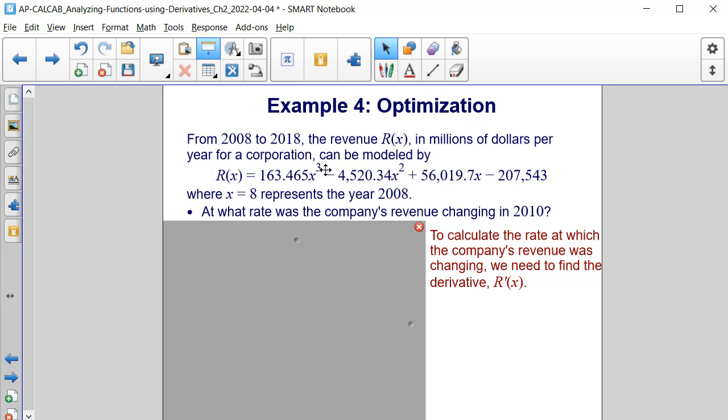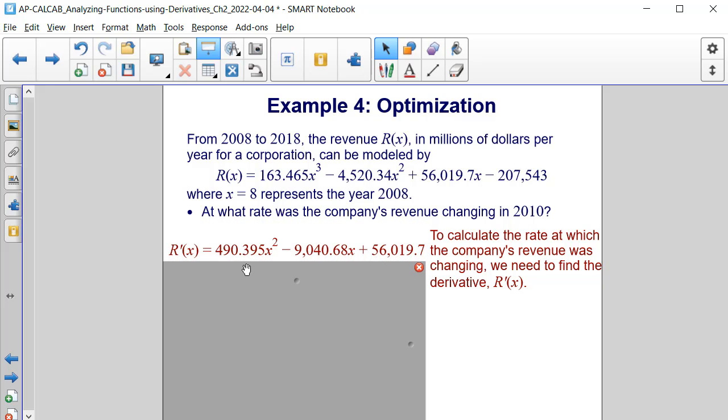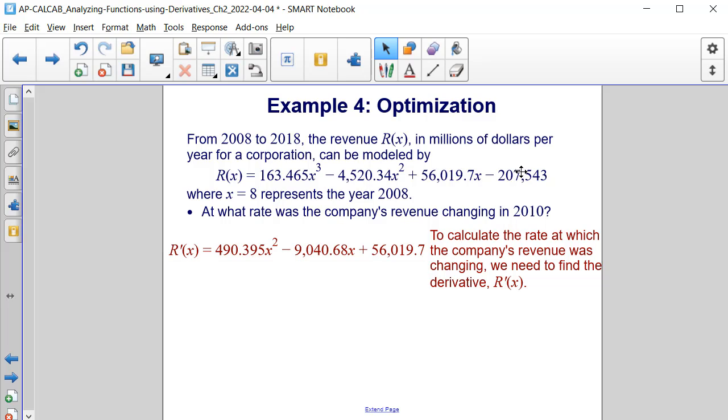So if we calculate the derivative, we're going to use the power rule multiple times. 3 times 163.465 is equal to 490.395, and then we have x to the second, minus 2 times 4,520.34 is 9,040.68, and then x, the exponent gets reduced from 2 to 1, and then the derivative of 56,019.7 x is 56,019.7. And the derivative of our last constant is 0, so we don't need to include it.